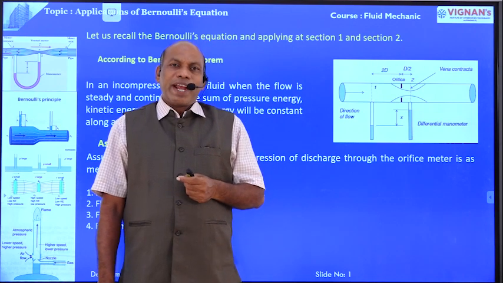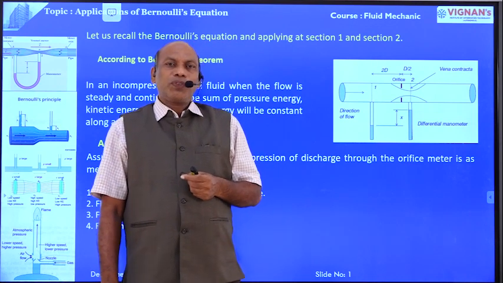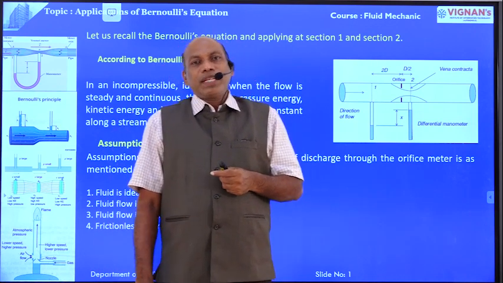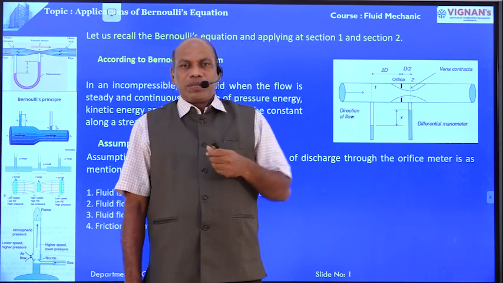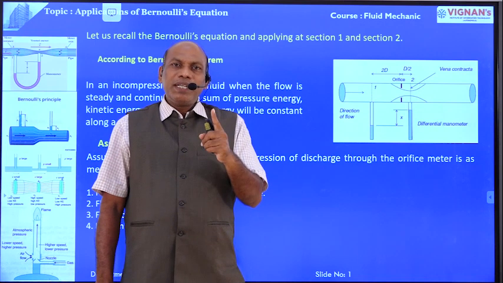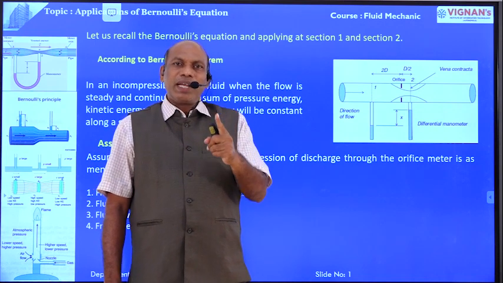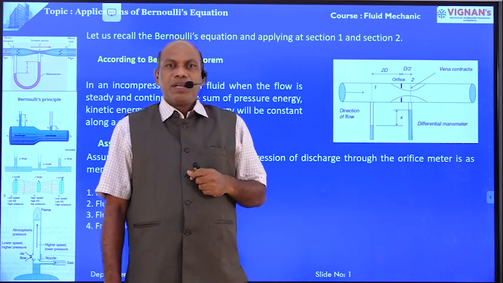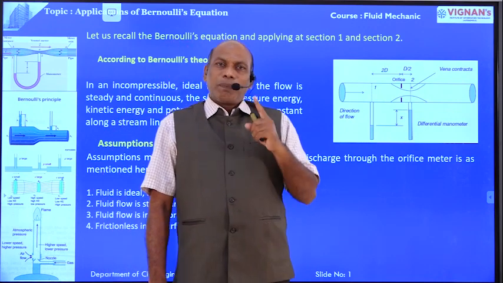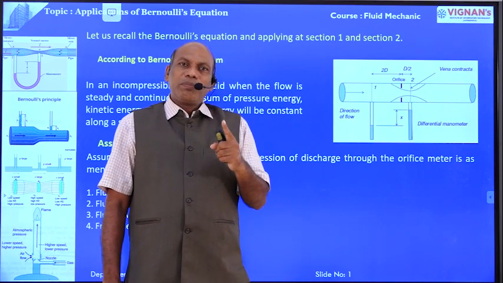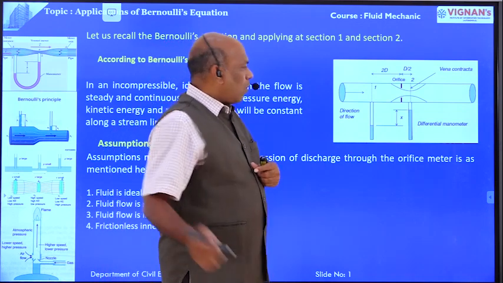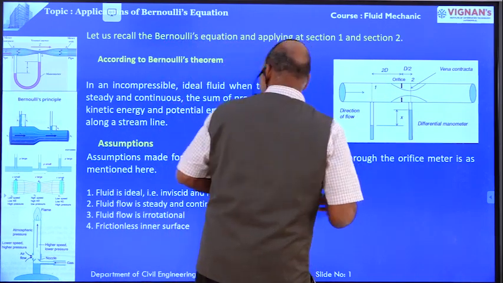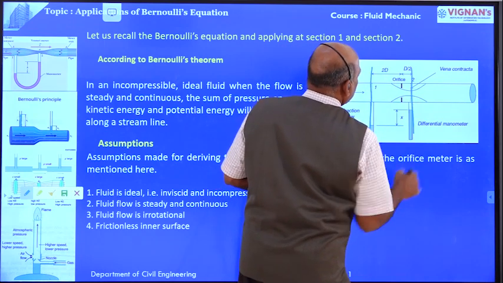If the flow is ideal, incompressible, and the flow is steady and continuous, the pressure head plus velocity head plus datum head at one section is equal to the pressure head plus velocity head plus datum head at another section. Okay. Now, this is section 1. This is section 1. This is section 2.